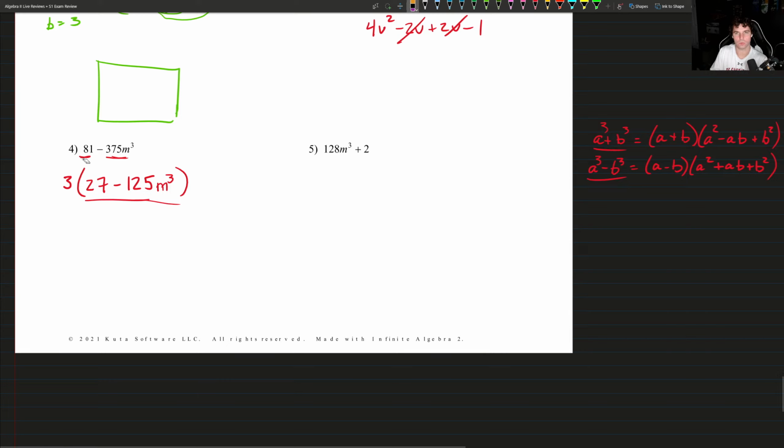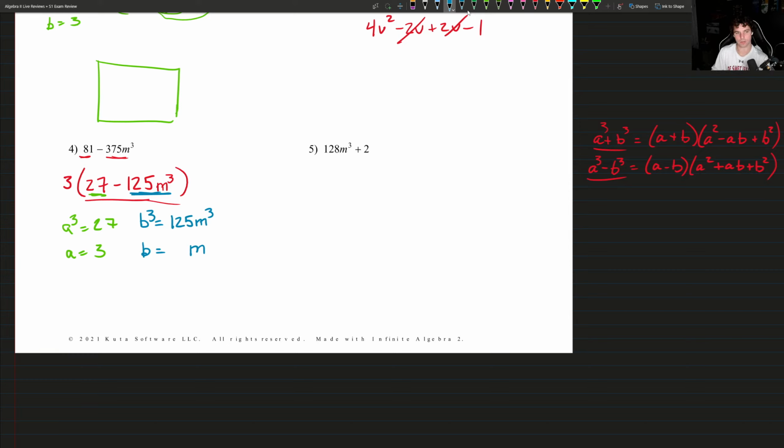a is equal to, right, so this will be a cubed. Okay, so we'll say 27 is a cubed. So a is 3, right? 3 cubed is 27. And we'll say that b cubed is this whole thing. Okay, so b is going to be something times m, right? We got to figure out the cube root of 125.